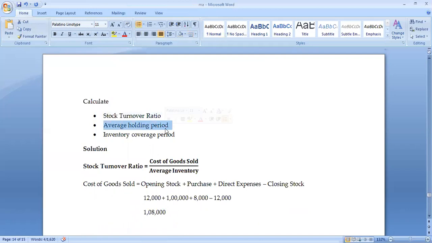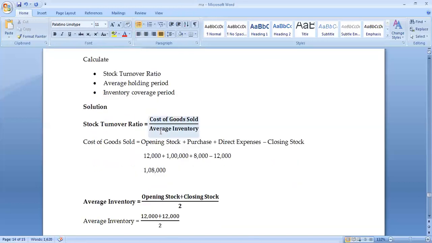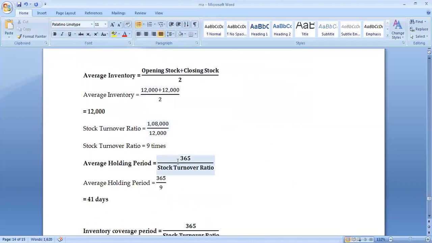So what actually is this average holding period? It is for how many years or for how many days the stock will be retained to produce the work. So average holding period is 365 divided by the stock turnover ratio.